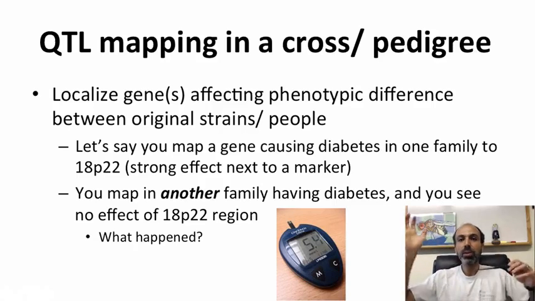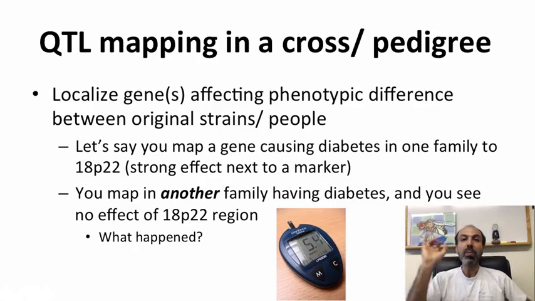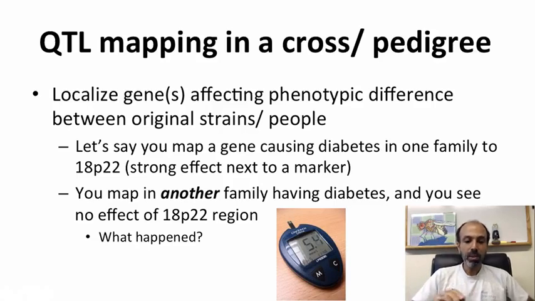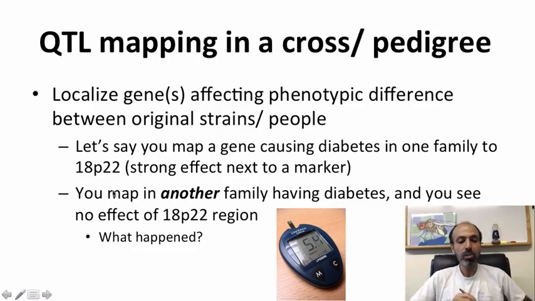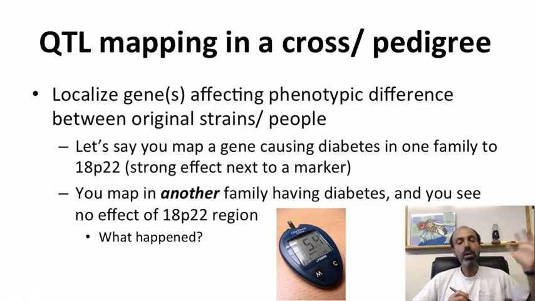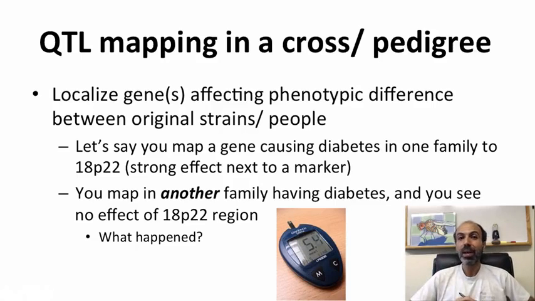So let's say you're using a pedigree, looking at where the genes contributing to breast cancer predisposition are in this particular family. Let's say in this case it's diabetes rather than breast cancer, in one family, and you map it to chromosome 18, arm P, location 22. Let's say there's a very strong effect next to a marker. Then you look in another family that has diabetes, and you see absolutely no effect in this region, even though they have a lot of diabetes, and even though it is clearly running in the family, so it has a genetic component. Why would you see this dichotomy? Why would it have a strong effect in this family and no effect in this family?